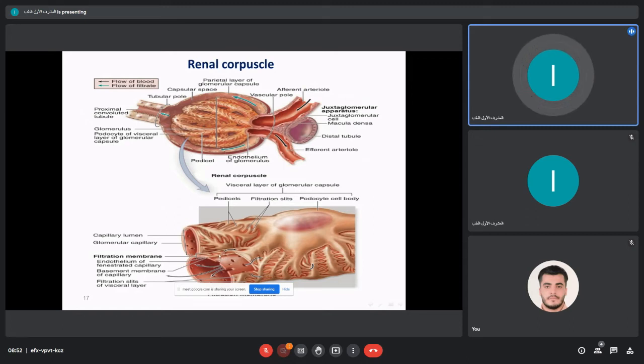The middle layer, between the endothelial cells and the overlying podocytes, is a thick glomerular basement membrane, and it is the most important part of the filtration membrane. It is formed by fusion of the laminae of the endothelial cells and podocytes. And finally, the outer layer of the filtration membrane is the visceral layer of the glomerular capsule, which is called the podocytes.